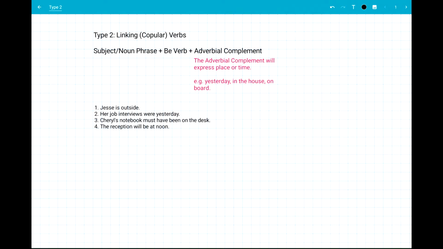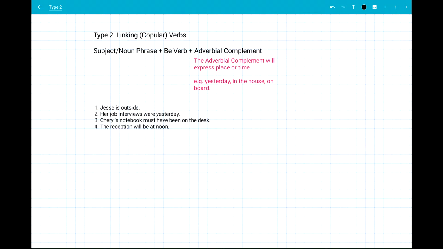The second sentence type follows a similar pattern to type 1. First, you have the subject, which will be a noun phrase. That's followed by a be verb, and that verb is followed by an adverbial complement of time or place. There are 4 examples we'll look at.